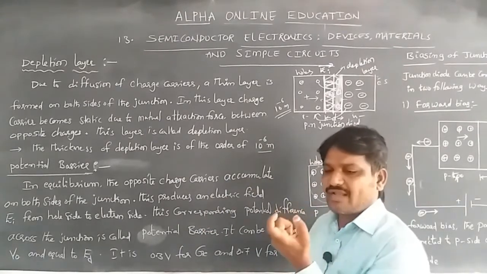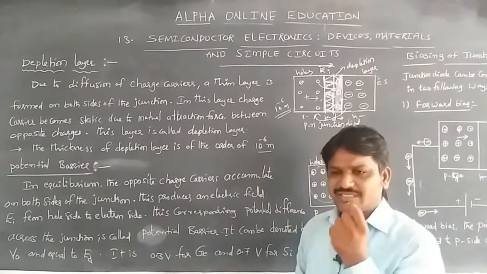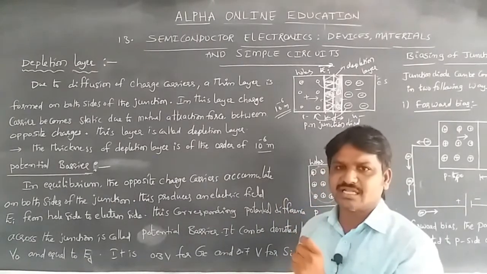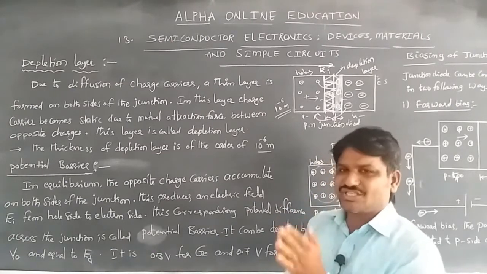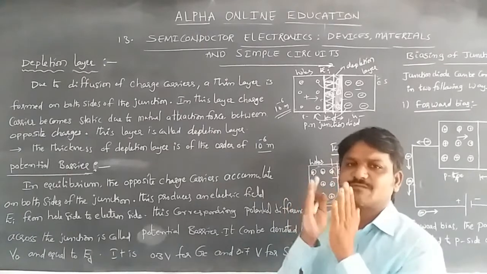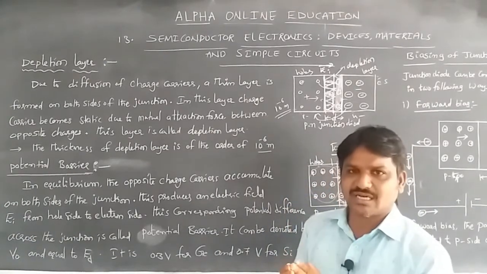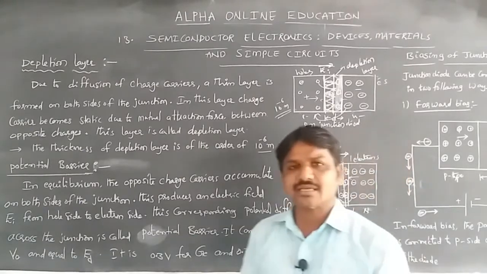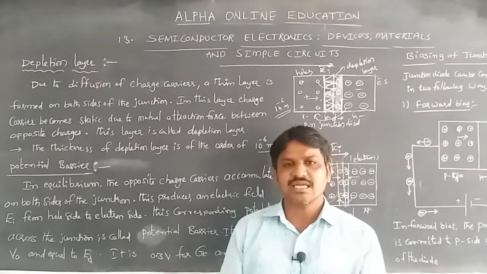Whenever the PN junction diode is formed, due to the charge carriers in both materials, the diffusion current will flow. Due to the diffusion current at the junction, a layer is formed on both sides of the junction. That layer is called a depletion layer.